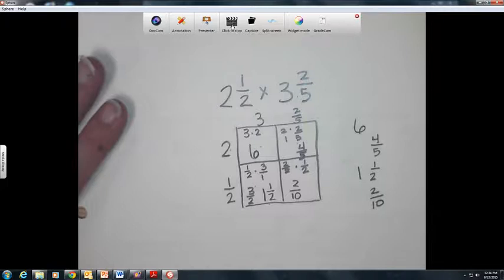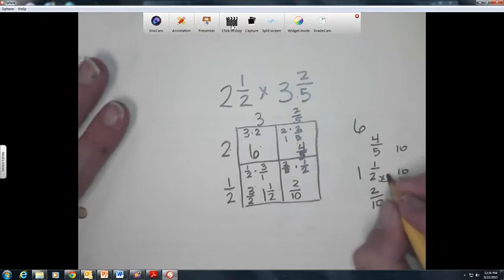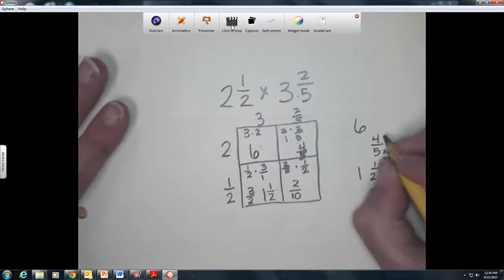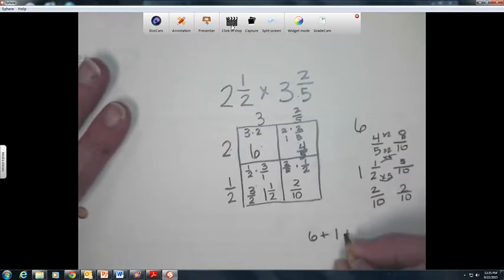So this one stays the same. This was times 5, so I've got to do the same thing up here. 5. This was times 2, so I've got to do the same thing up here. 8. Okay. Then I basically now have 6 plus a whole plus 8/10 plus 5/10 plus 2/10. If I add together my fractional parts, 8/10 plus 5/10 plus 2/10, what does that give me?